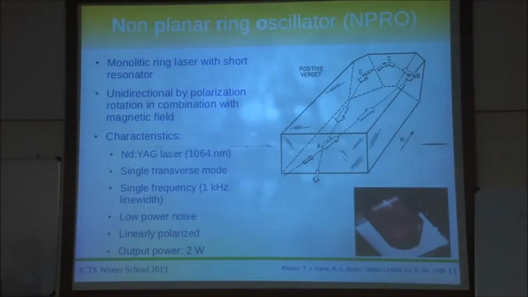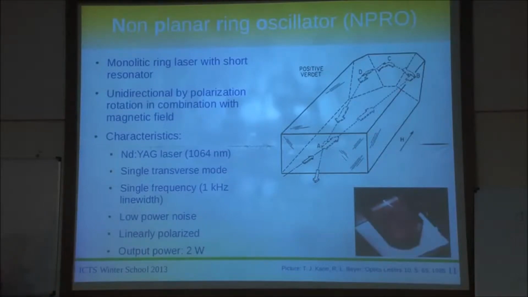Okay, so I already said that that's a neodymium crystal here, so it emits light at 1064 nanometers. There's a single transverse mode, so this nice round beam profile, which is ensured by a certain pump configuration. So the pump light is sent in from this surface here. It's a single frequency laser. So what does single frequency mean? In the case of an NPRO, it has a line width of about 1 kilohertz. And that's ensured by the length of this round trip here.